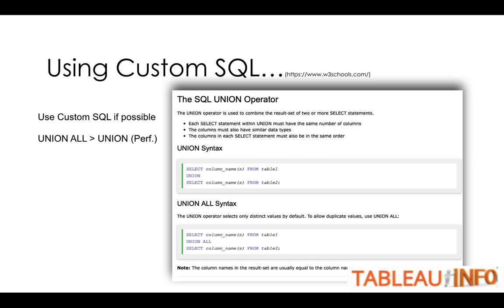I work with Oracle database, and you can see the syntax over there: select column names from table 1, union, select column names from table 2. The union operator is used to combine the result set of two or more select statements. And there are conditions: each select statement with union must have the same number of columns, they should have similar data types, and the columns in each select statement must also be in the same order, right?